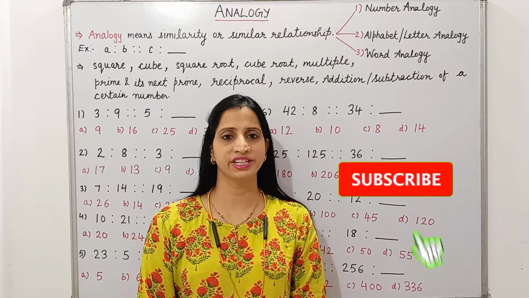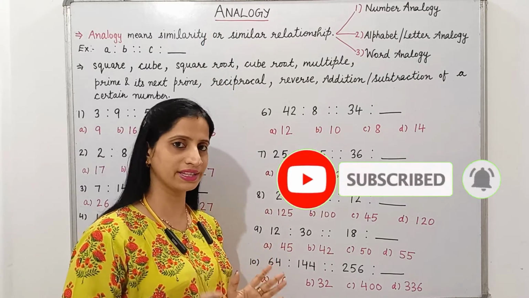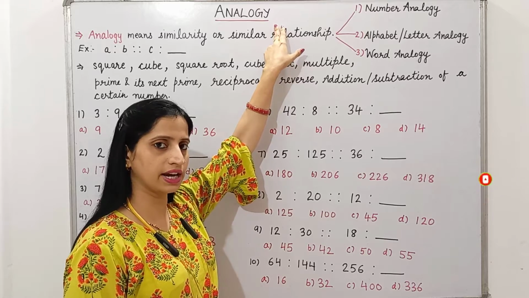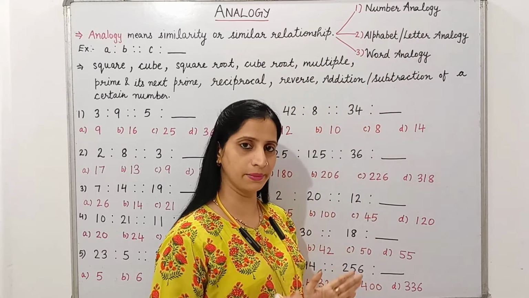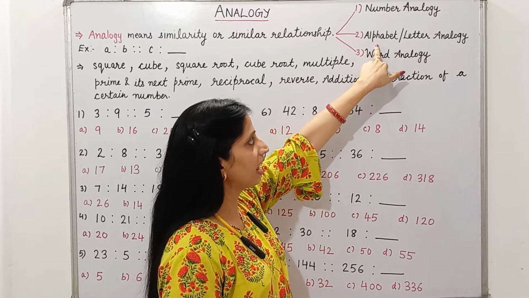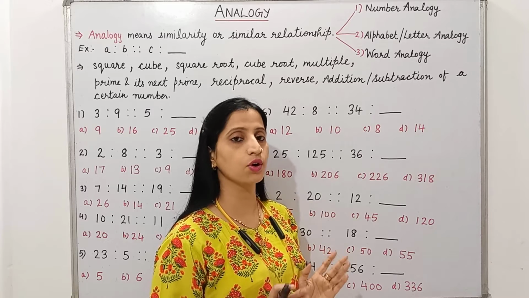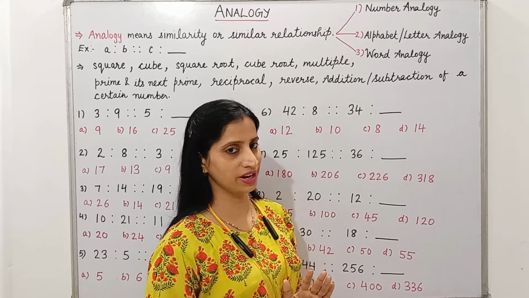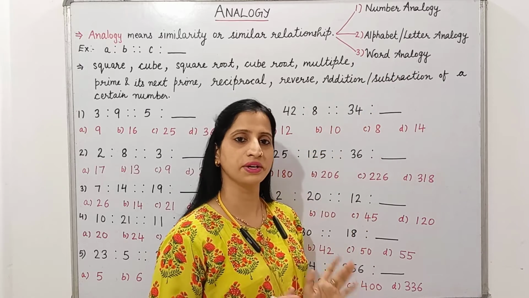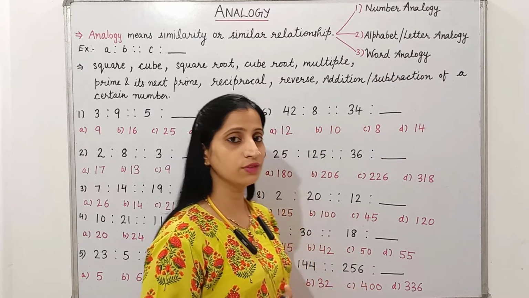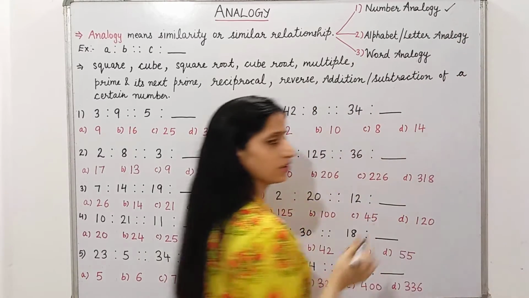So today's video is about analogy. Analogy is a topic of reasoning. It is of three kinds. First is number analogy, which deals with numbers. Second is alphabet or letter analogy, which generally deals with letters or alphabets from A to Z. And the third one is word analogy. It deals with words. Now, in today's video, we will cover only the first one, that is number analogy.